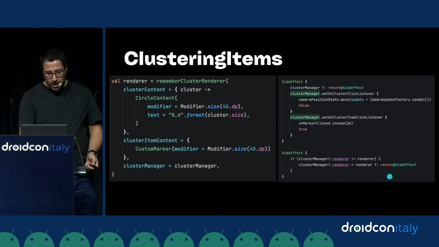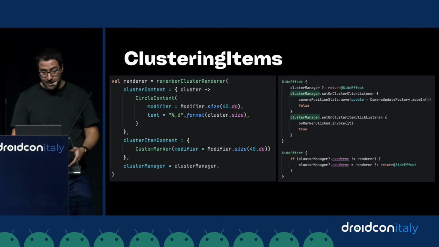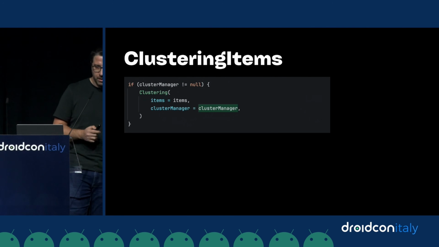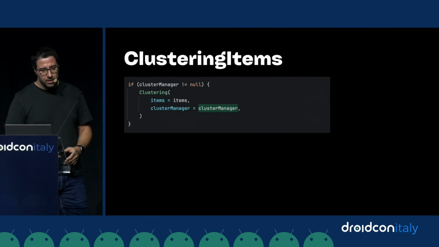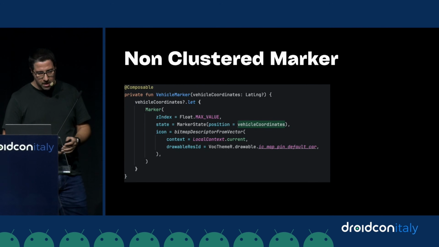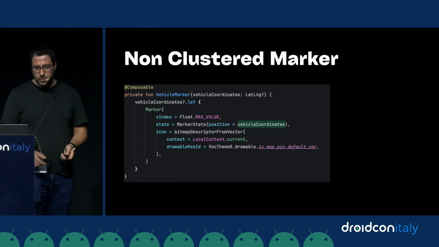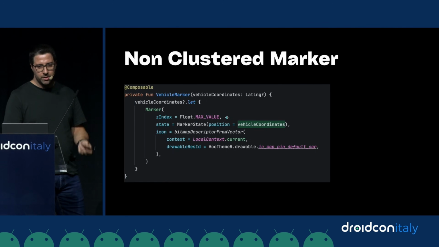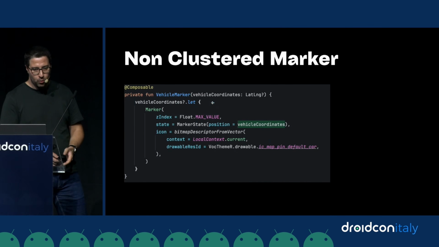And here in the end, we are assigning the cluster renderer into the cluster manager, and of course instantiating the clustering composable by passing our dataset and our cluster manager. For the other marker, it was a very plain marker. It was using a default icon. We were setting up the z-index so it should always be in front of the other clustered markers. And we're only drawing it if we have the vehicle coordinates available.